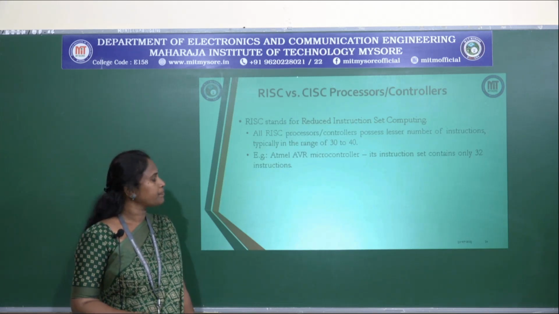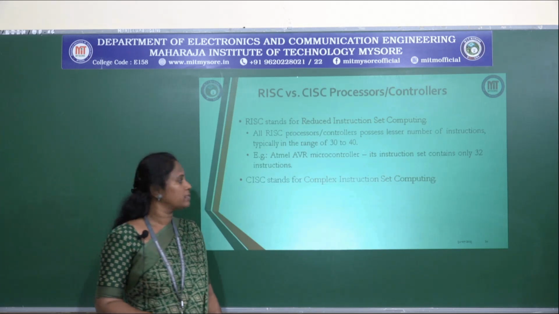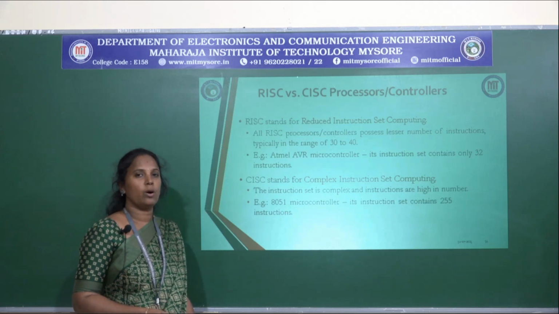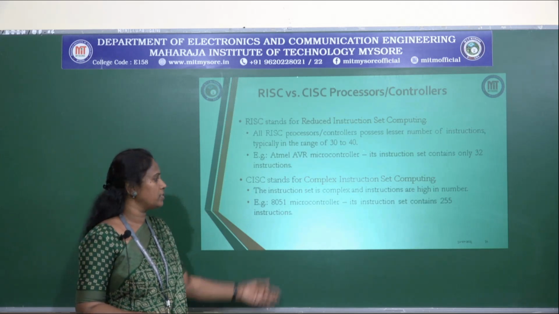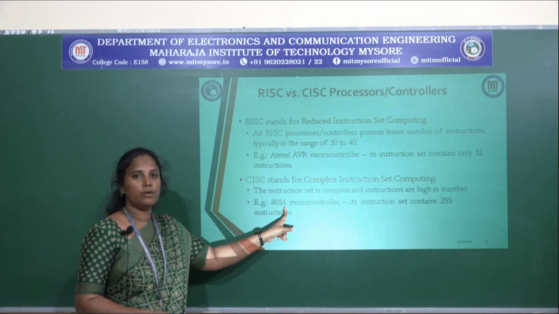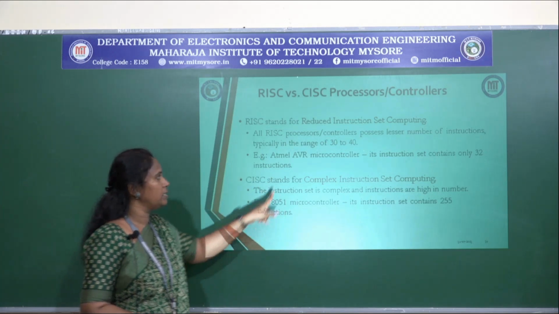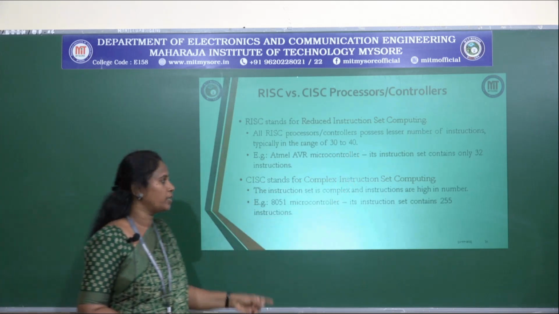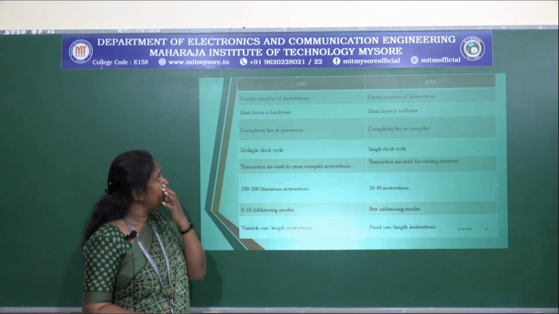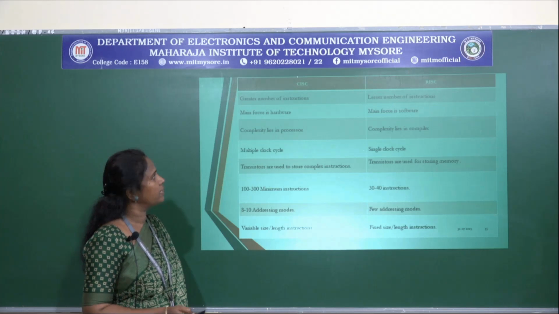Similarly, we have CISC, complex instruction set computing, where complex means it consists of a larger number of instructions, like the 255 instructions in the case of the 8051 microcontroller. When you compare RISC with CISC, as you can see here, the number of instructions is 30 to 40 in RISC, and in the case of CISC we have 255 instructions. These are some of the differences between RISC and CISC.